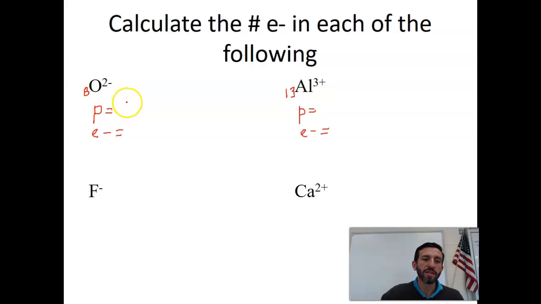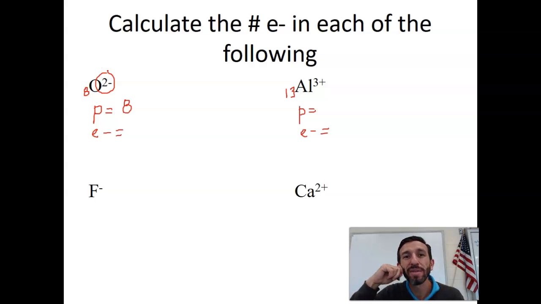So protons, I've got 8 protons right here for oxygen. Normally I would have 8 electrons as well, but I've got a -2 charge. So if I've got a -2 charge, that means I gained 2 negative charges, because I used to be neutral with 8 electrons. But now I have 10 because I gained 2 negative charges. So think about this. If I've got 8 positive charges and 10 negative charges, my overall charge is going to be -2, which is what we have over here.